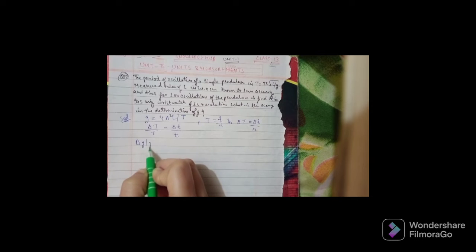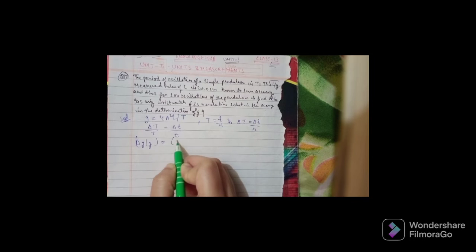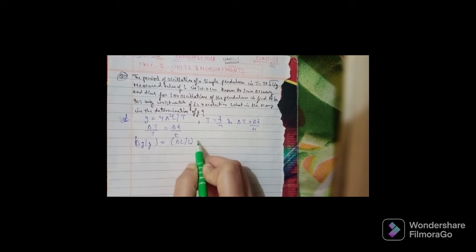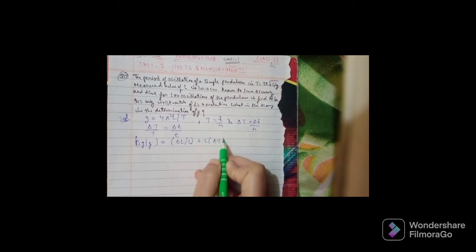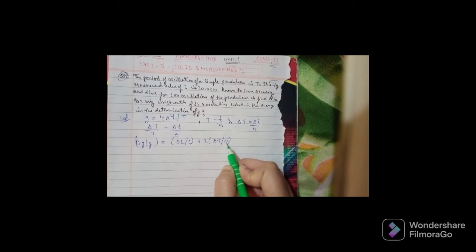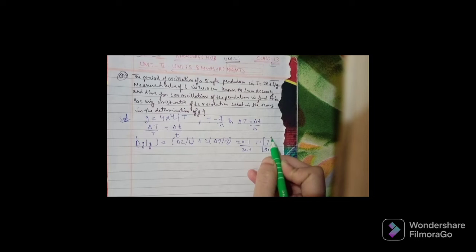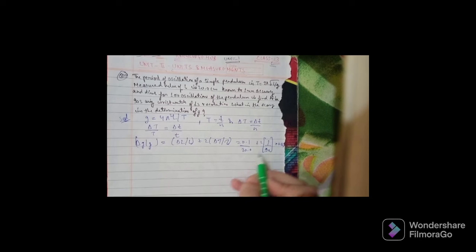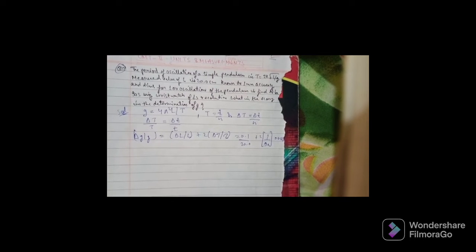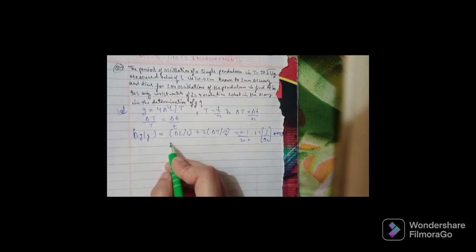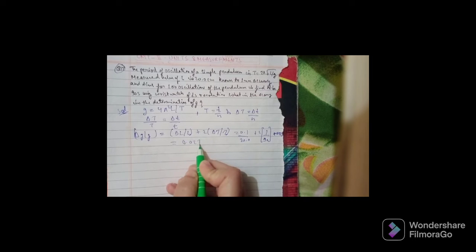Delta g by g equals delta L by L plus 2 delta T by T, which equals 0.1 upon 20.0 plus 2 into 1 upon 90, which will give you 0.027. So I write it down here, 0.027.